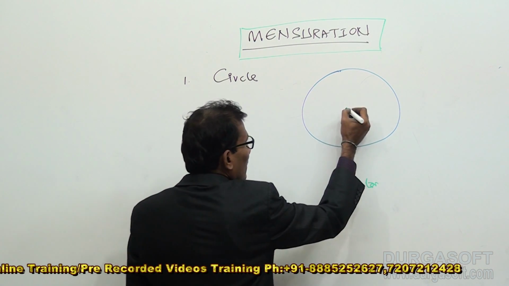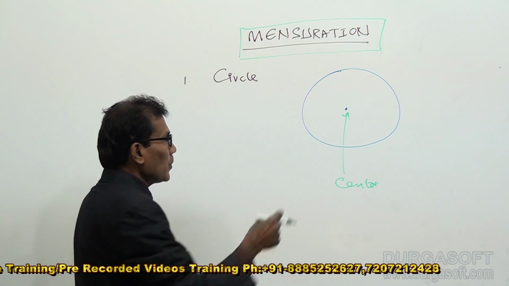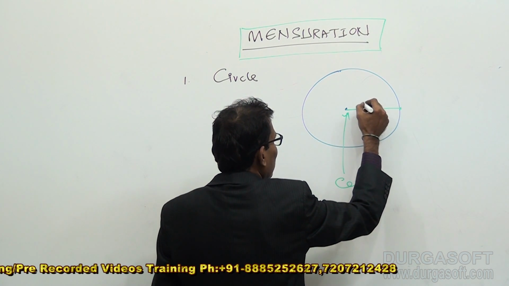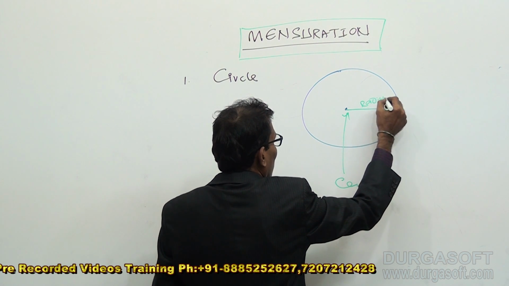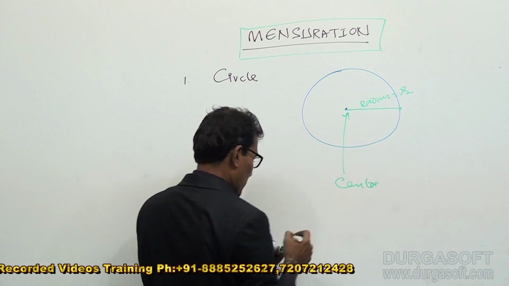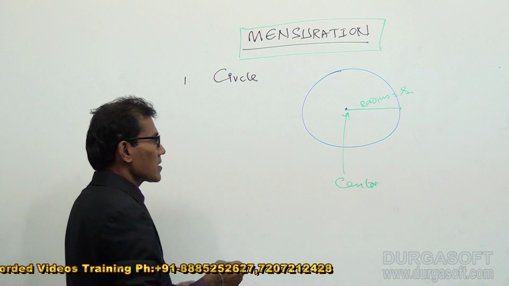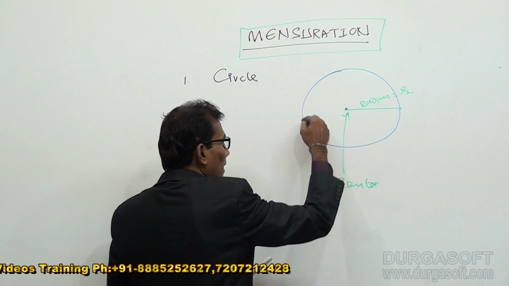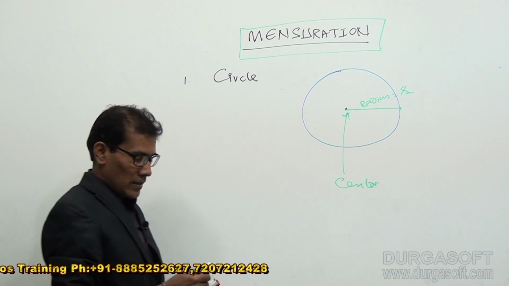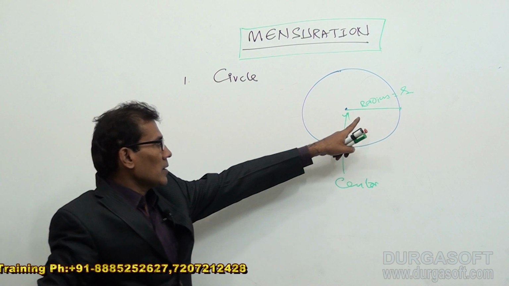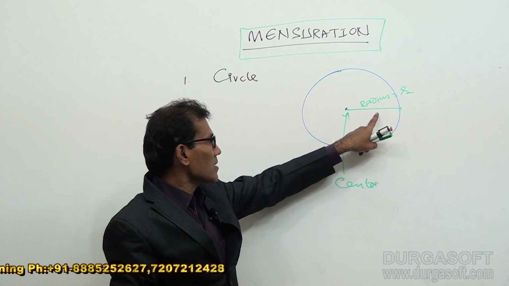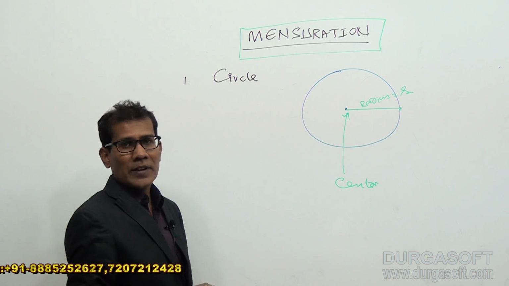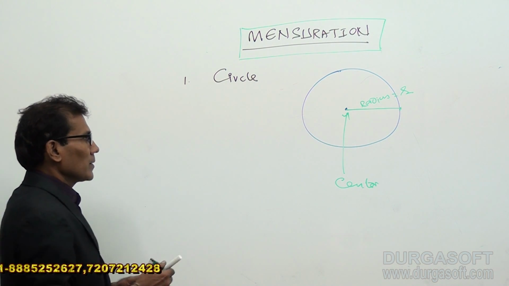And one more thing: the distance from the center to any point on this edge is going to be the radius. Usually it is denoted by r. Actually the circle is not this interior part and not this exterior part. This thin round line is called the circle. So for a circle, the dimensions are only the center and radius. With the help of only the radius, we can find other measures of this circle.